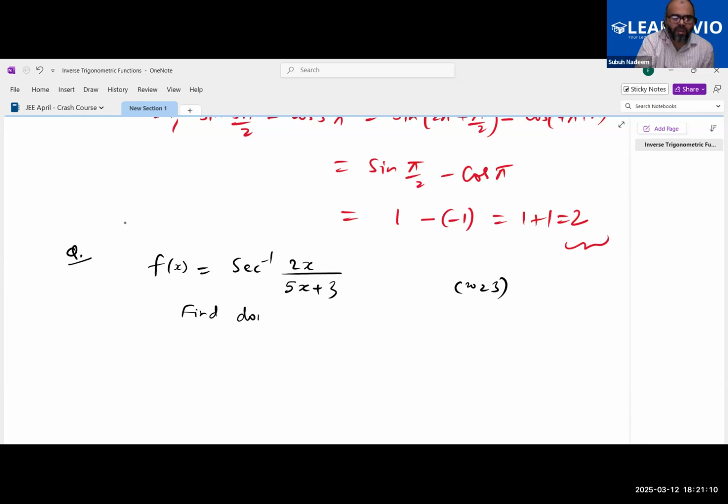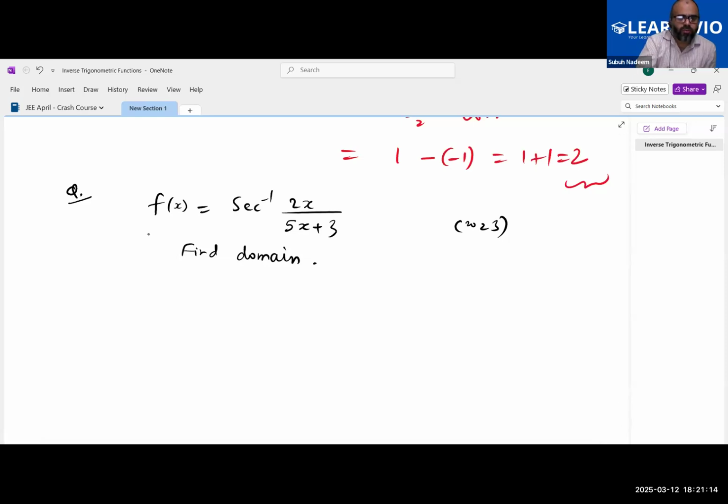Question is asked in a different manner, but basically they want to find the domain. So how do we find the domain for sec inverse of any value? What is the domain for that?